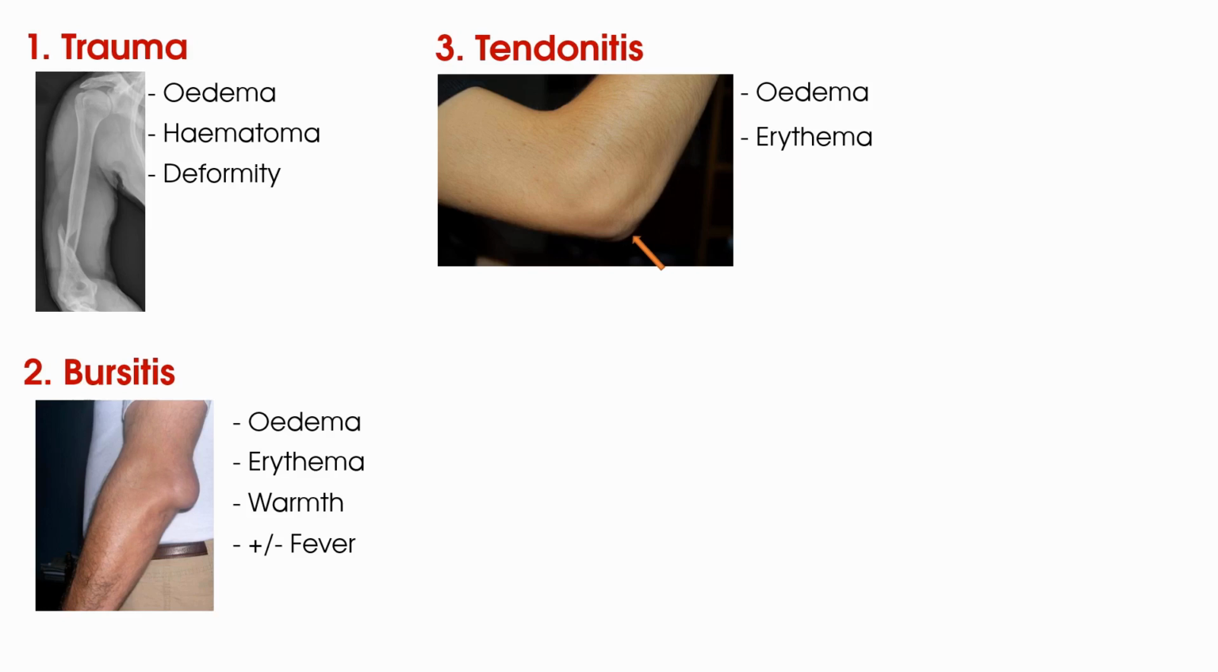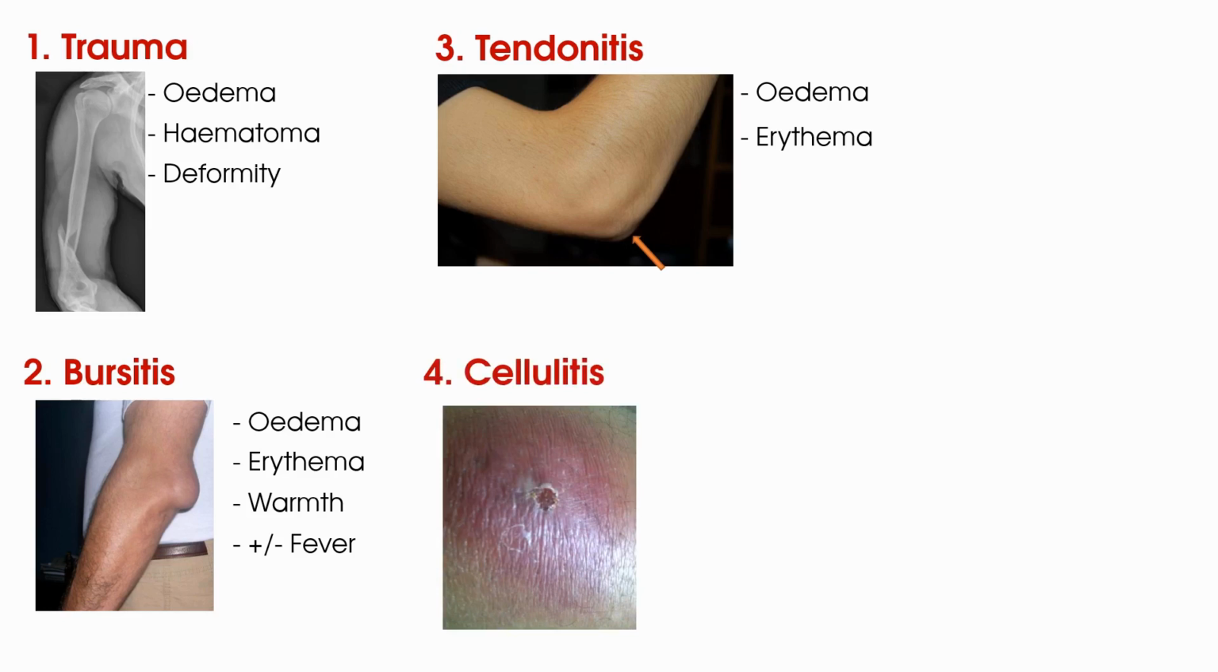Number four is an infection or a cellulitis, where you may find redness or swelling, or in progressed cases even pus in the area of infection. Furthermore, look at your patient as a whole. Do they feel unwell, or do they have a temperature?